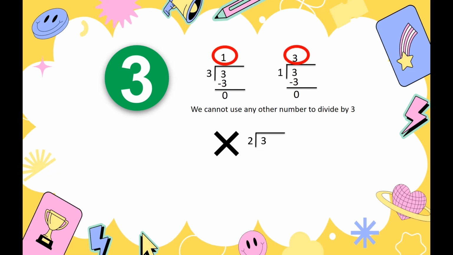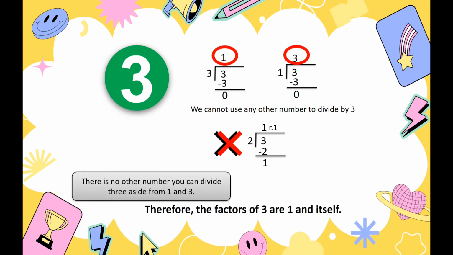Hindi pwedeng ganito. We cannot use any other number to divide by 3. For example, 3 divided by 2. Kasi bakit? 3 divided by 2 is equal to 1. 1 times 2 is equal to 2. 3 minus 2 is equal to 1. So, 1 remainder 1. So, meron tayong remainder. Hindi pwedeng kapag mag-identify tayo ng composite or prime number ay may remainder. Dapat whole number lang. There is no other number you can divide 3 by aside from 1 and 3.